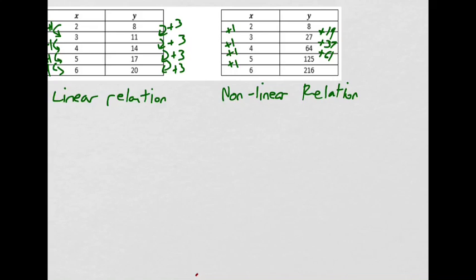Now I'm going to talk to you about different types of data. Discrete data and continuous data. Okay? So let's start with discrete data.